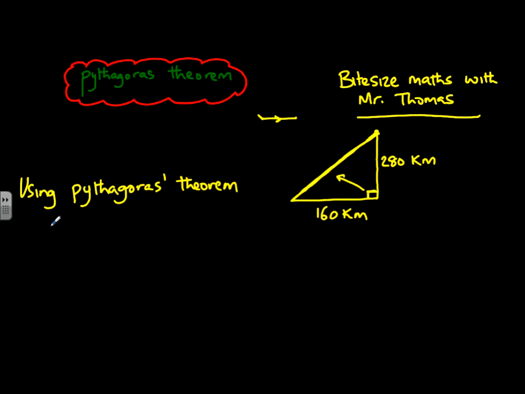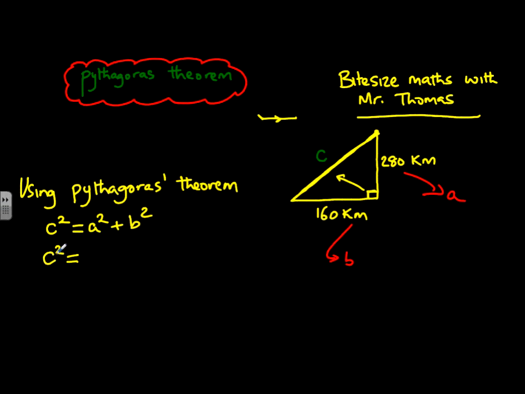we know that c squared, the hypotenuse squared, is equal to a squared plus b squared. So c, we don't know. If I represent that by c, we don't know at the moment, so we're trying to work out what c is. So c squared is equal to, let's make this one a and this one b. So let's say that is a and this is b.